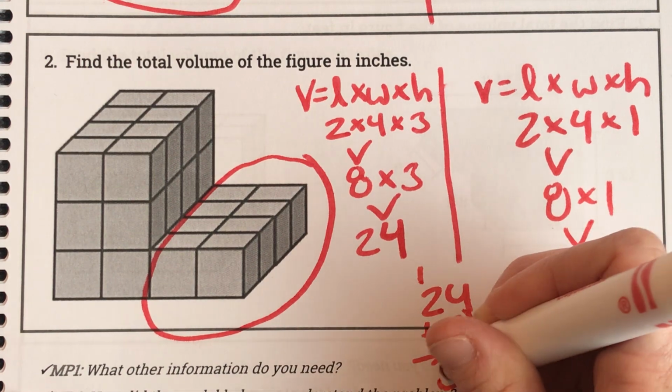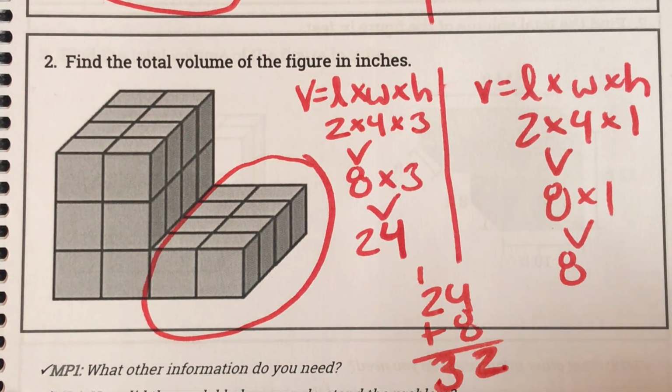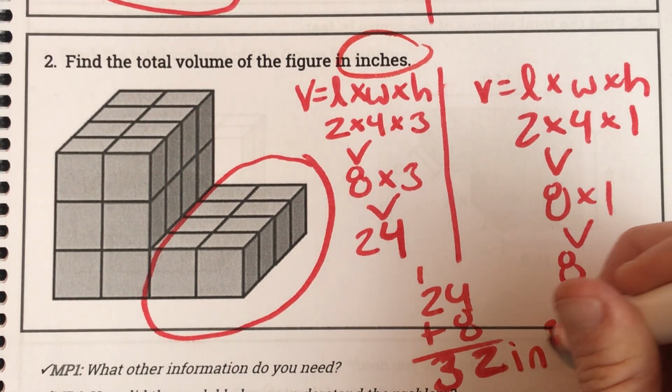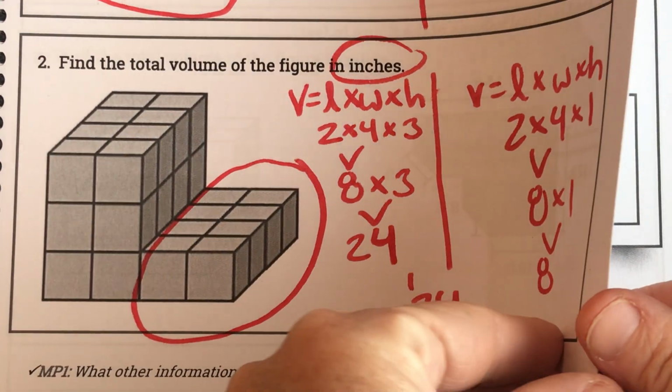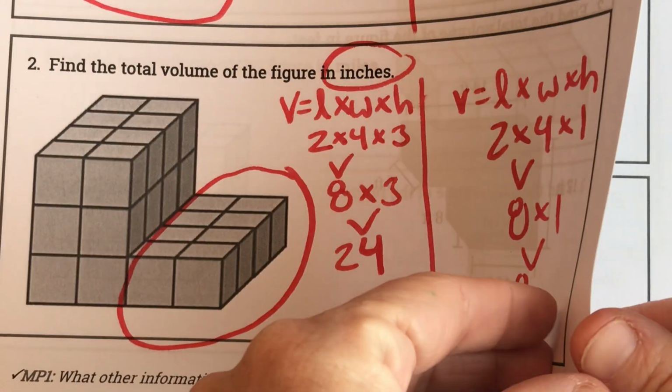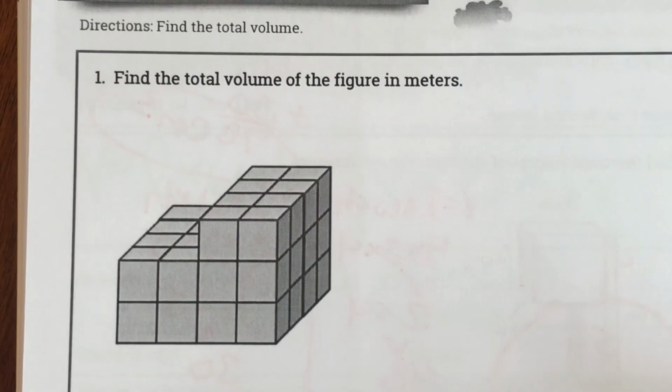And I'm getting 32. 32 what? Well, it tells me it's inches. So 32 inches cubed. Okay, let's do some together. So pick up your pencil and turn the page. This is the page you should be looking for.